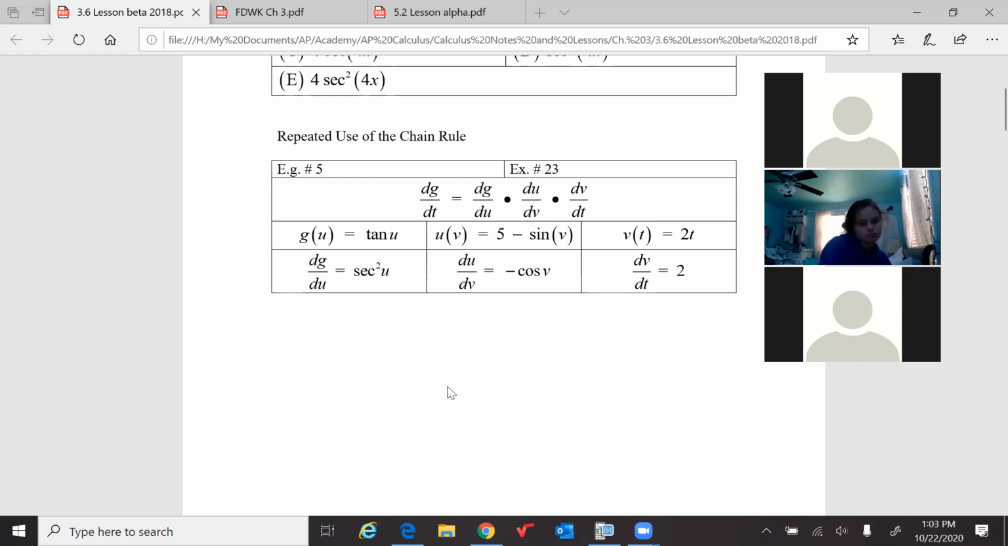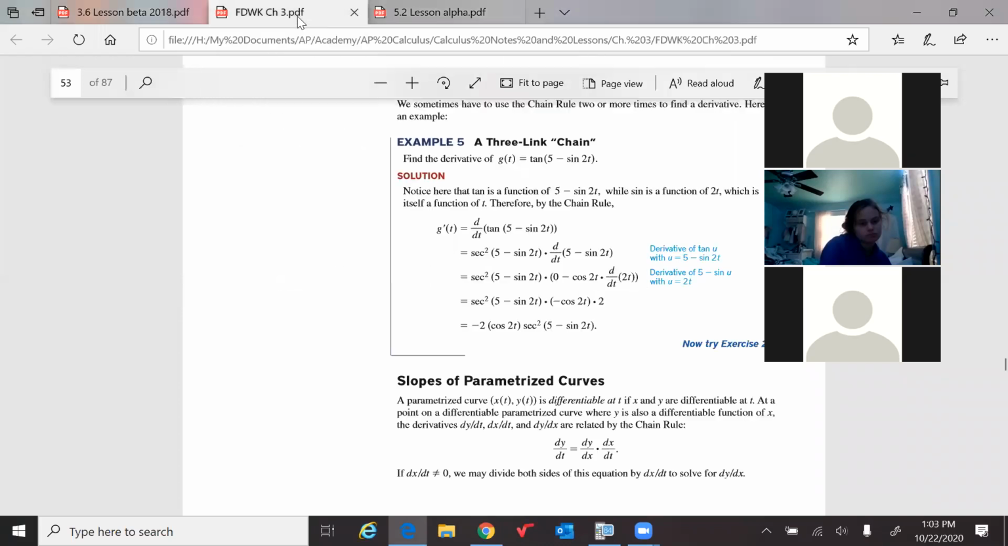Except you can't leave a u or a v in your answer because you introduce them to the problem. So when you look in the book, it's kind of messy. If you look in the book, you get this answer way down here. But all that is the product of those 3 derivatives that we calculated.